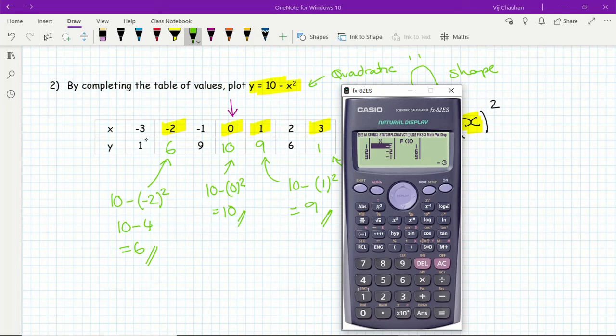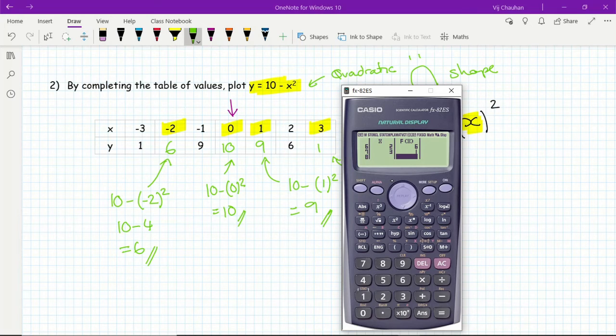As you can see, when x is -3, my f(x) value is 1. When x is -2, I get 6. When x is -1, I get 9. When x is 0, I get 10, and so forth. And so my calculator can do the table of values for me.